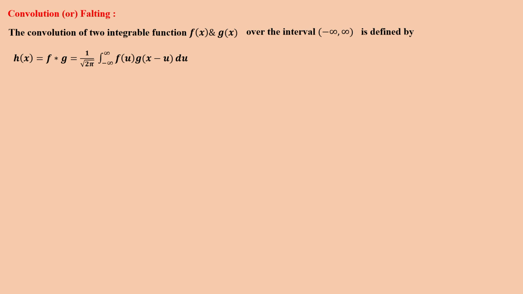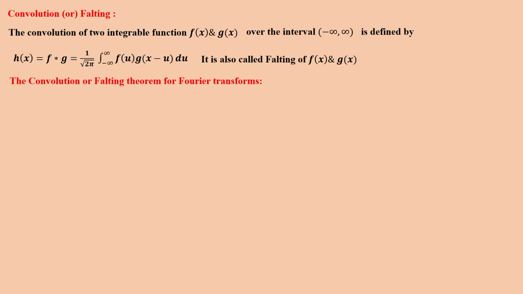integral minus infinity to plus infinity f of u g of x minus u du. It is also called faltung of f of x and g of x. So now we are going to see the convolution theorem or faltung theorem of Fourier transform.